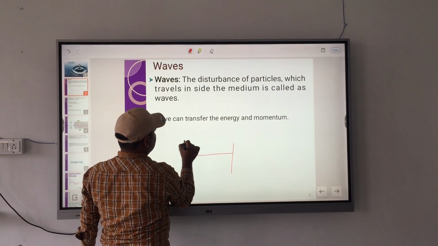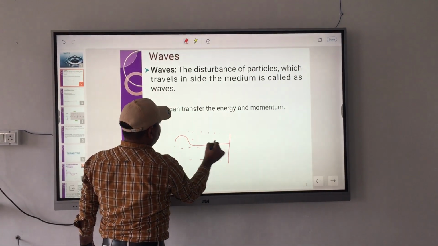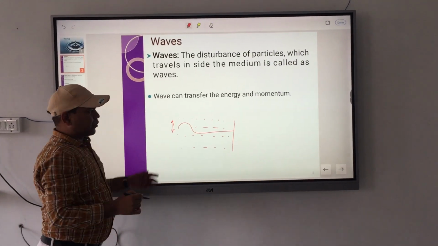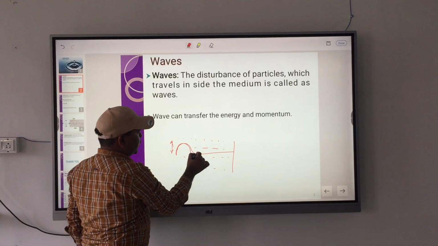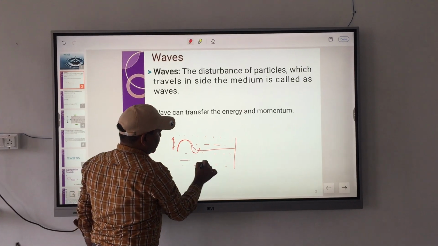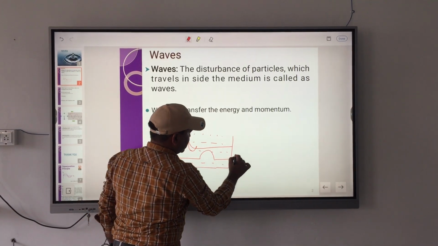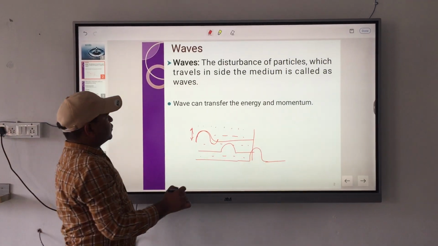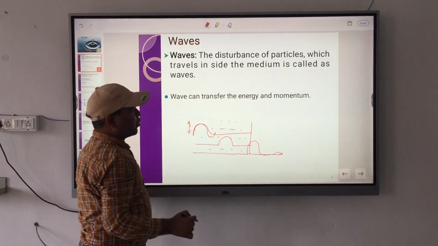If we have some medium, and inside this medium we provide some amplitude or some force here, then the particles of the medium will be disturbed. And if we disturb them, then this disturbance of the medium will move in the further direction. So we can say that the disturbance of the medium is called a wave. And this disturbance of the medium will transport energy and momentum inside the medium.